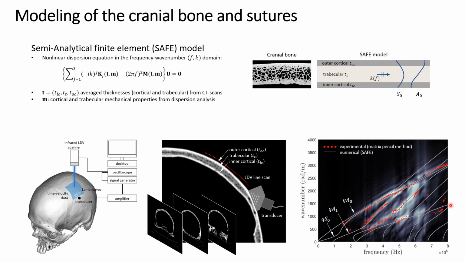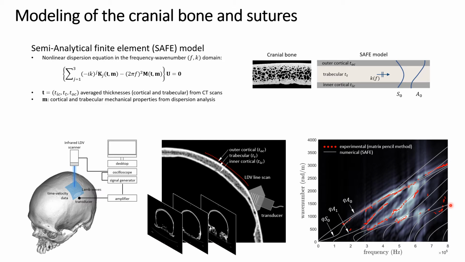All of these quantities depend on the bone layer thicknesses, which are indicated with t, and the mechanical parameters of the cortical and trabecular layers, m. Knowing the geometry of the bone and its mechanical properties is very important because we need them to compute the correct dispersion relations. In our study, we follow a procedure that we recently published in which the thicknesses of the different layers are first obtained from CT scans, while the density, the Young's modulus, and the Poisson ratio are obtained by matching the SAFE dispersion curves with those obtained using laser vibrometry and the matrix pencil method.